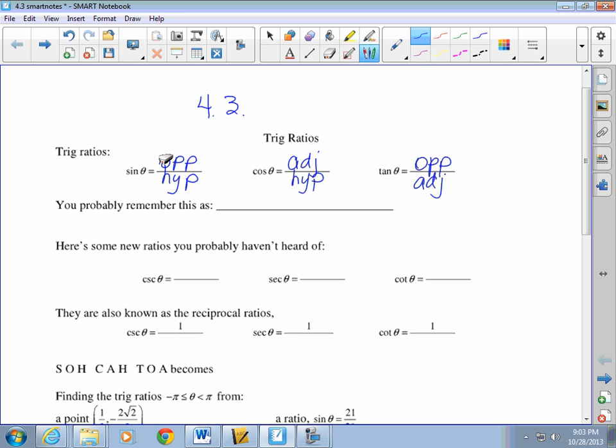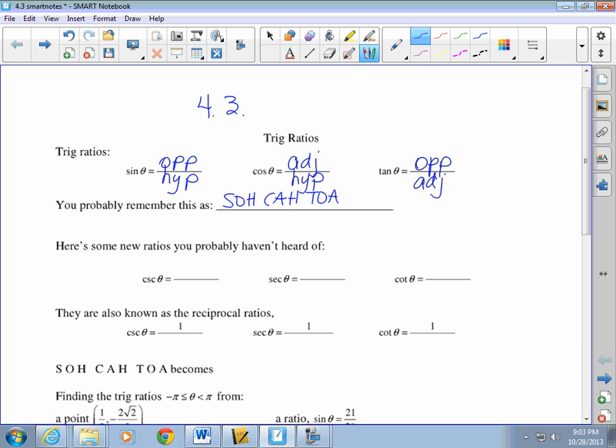And we had a little trick or an acronym for this, and that was SOHCAHTOA. That was just something to help you remember which ratio went with which.